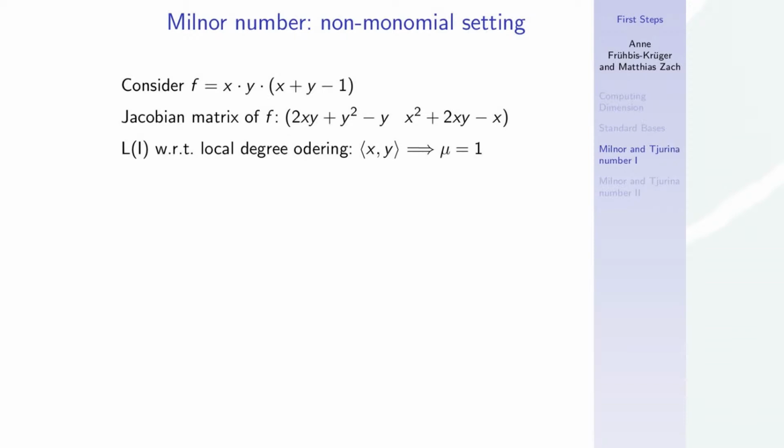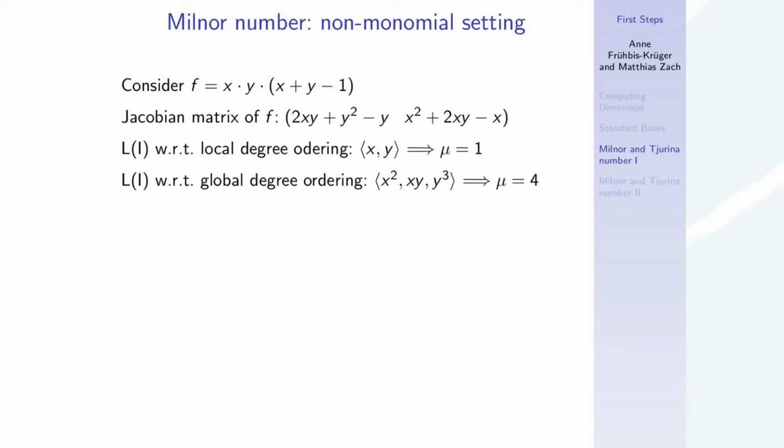Local degree ordering means we first look at the monomials of lowest degree. In the first polynomial in the Jacobian matrix, you see the monomial of lowest degree is y, and here it's x. So the monomial ideal we assign to it will be generated by x and y, and we get a Milnor number of 1, as we would expect at the origin, with 2 lines meeting transversally.